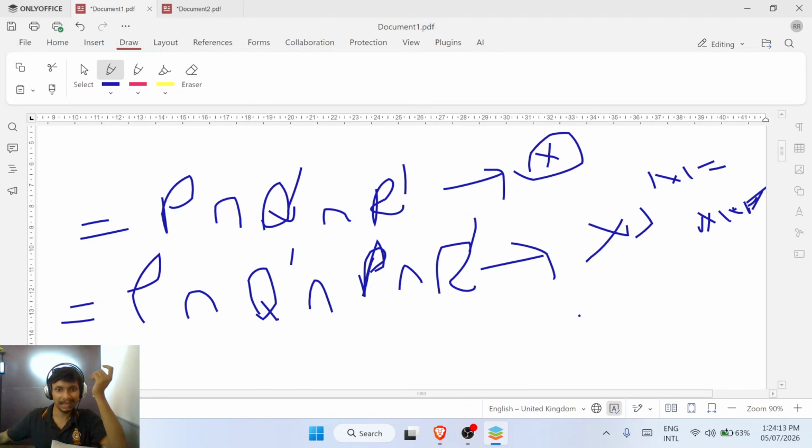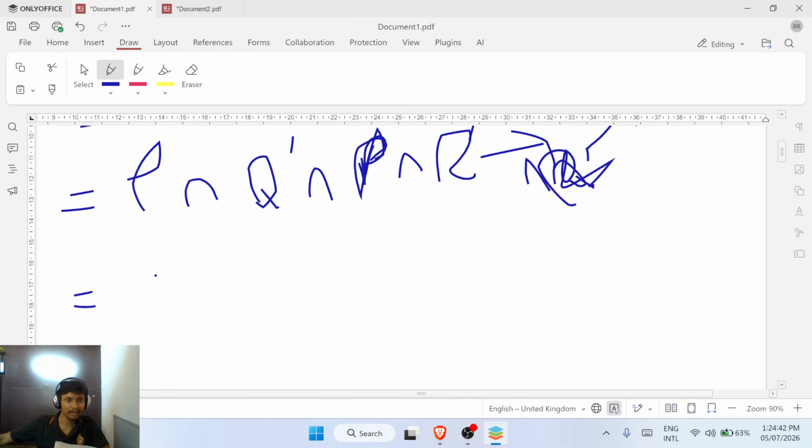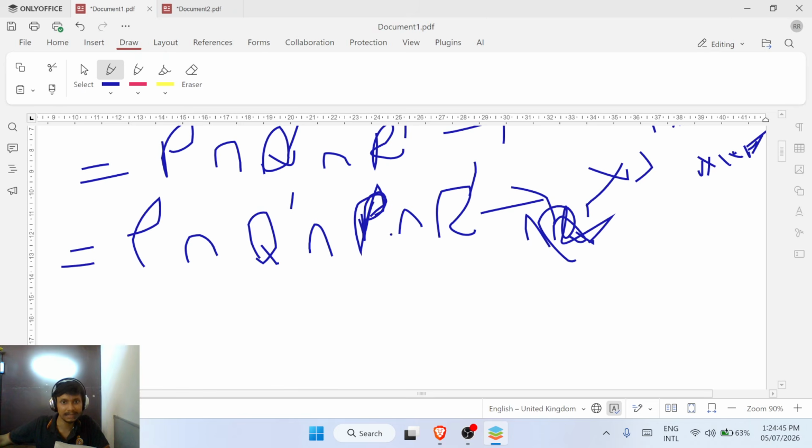Now here also I can write P intersect Q dash, but I will not write that here, because we have to prove one thing. We have to go in the correct path. If we go in another path, we will get another result, which is not our question. Therefore, I intersect again by P, for the question. Now this is P intersect Q dash, this is P intersect R dash: P intersect Q dash intersect P intersect R dash.